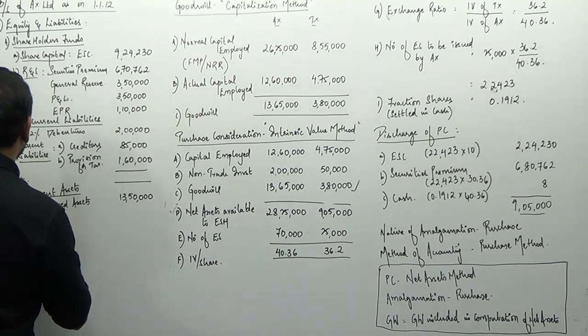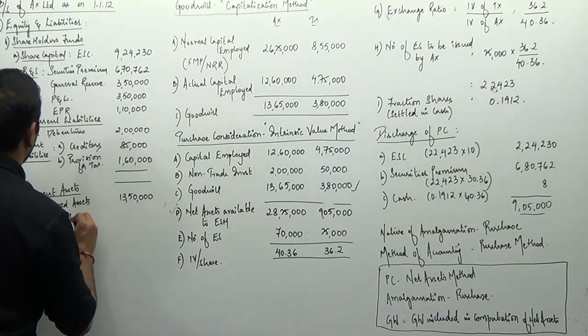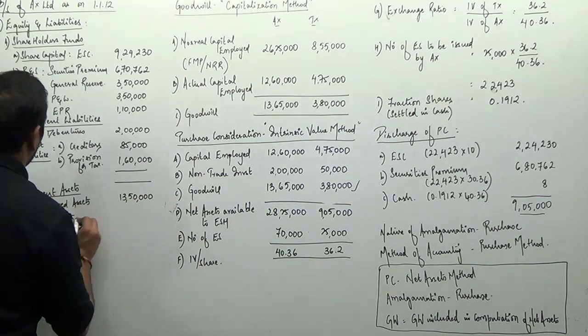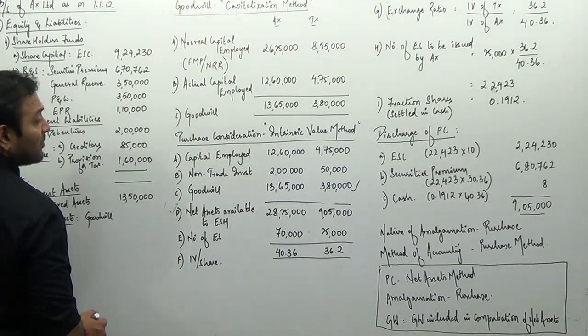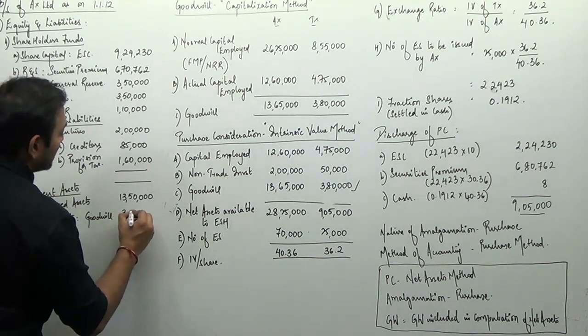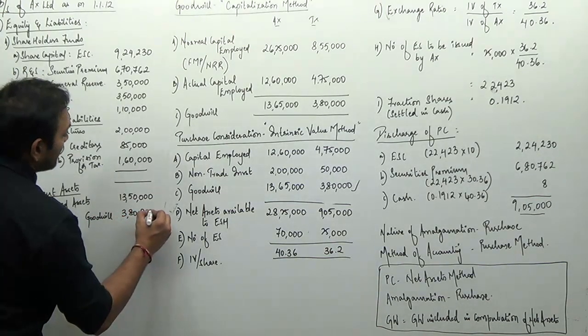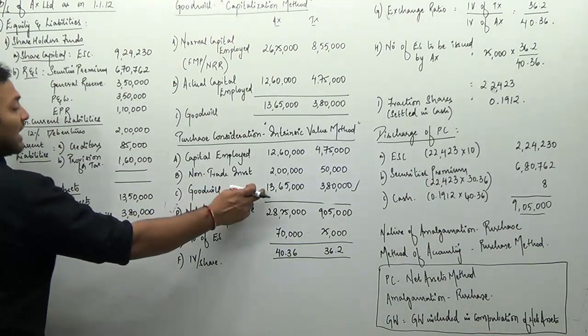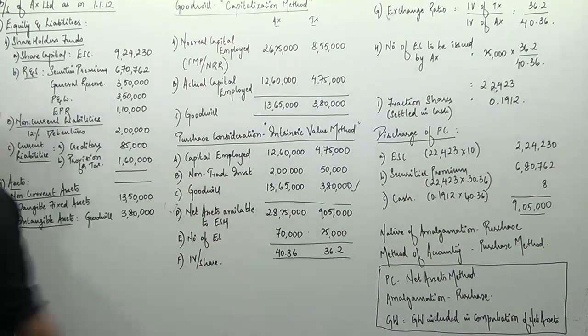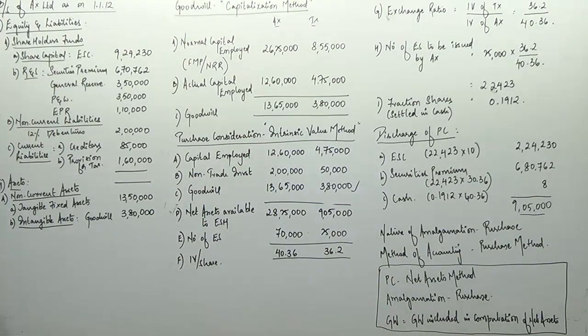Next, intangible assets. We have taken over the goodwill of the selling company. Selling company's goodwill is only 3,80,000. Purchasing company's goodwill will not come into the books of accounts. This is self-raised goodwill. I can't take this. But 3,80,000 I paid, so it is a purchase goodwill.